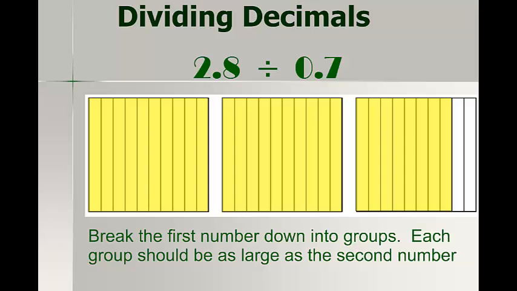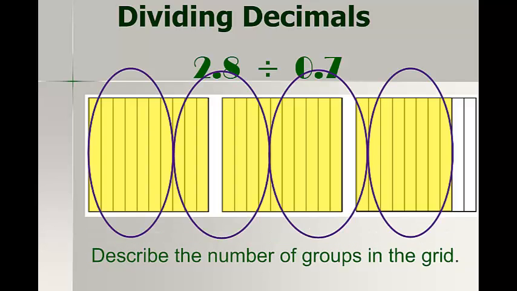The next thing I want to do, since it's division, is break it down into smaller groups. I'm going to group them in groups of 7/10. Each group should be the same amount. How many 7/10 groups do you think there are? Here we have 4 7/10 groups. So the answer to 2 8/10 divided by 7/10 is 4, because I get 4 groups.